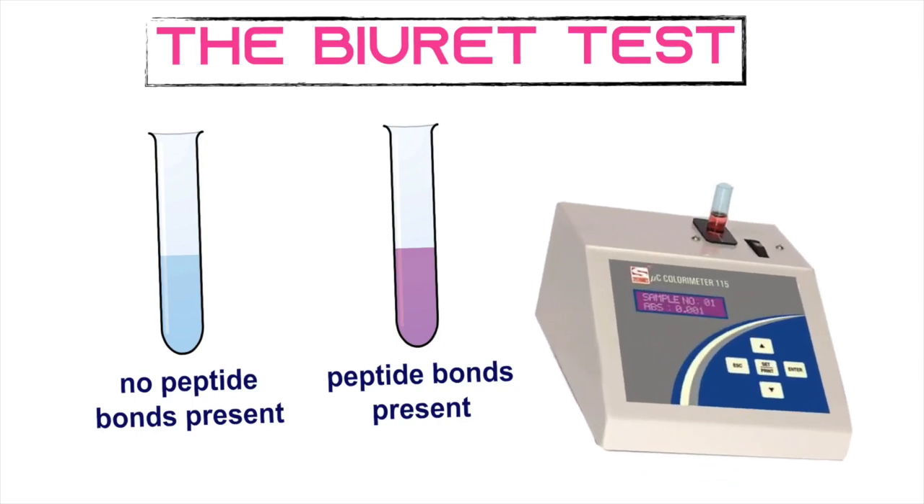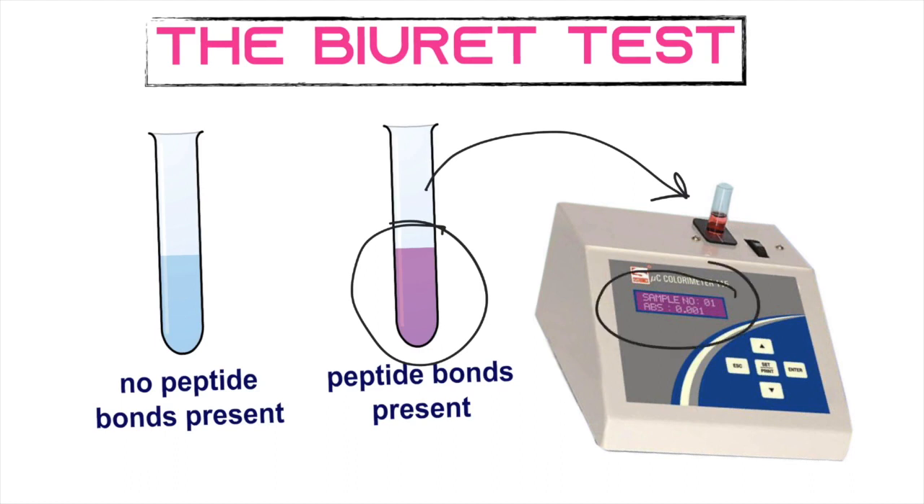The colorimeter could be used to provide data about the intensity of color. So by taking the test tube that contains the protein sample and placing it in the colorimeter, the device here could provide us with data about the intensity of color by means of data about the transmission or the absorption of light as it passes through the sample.